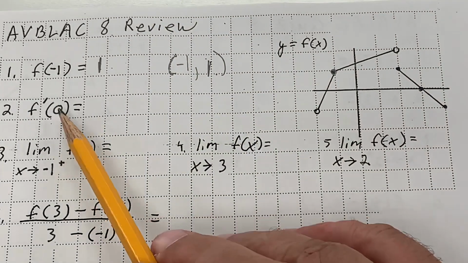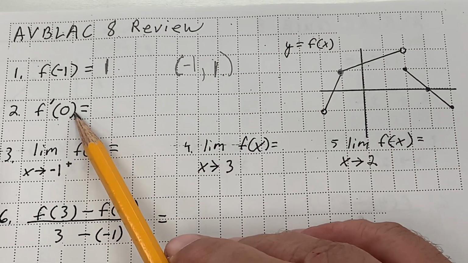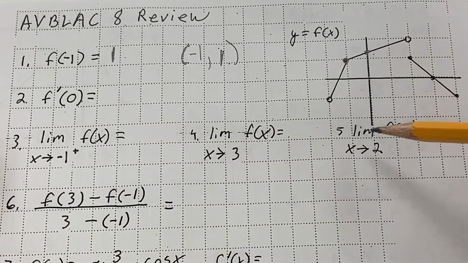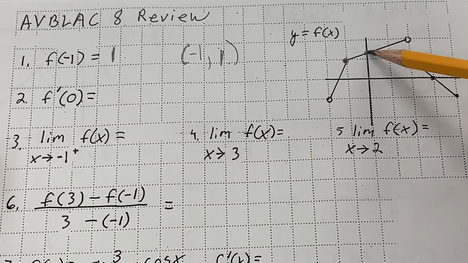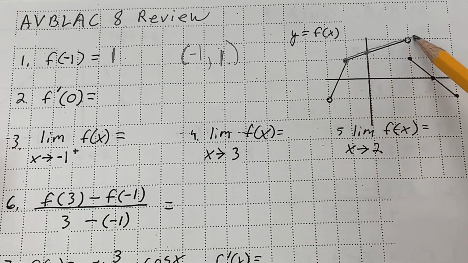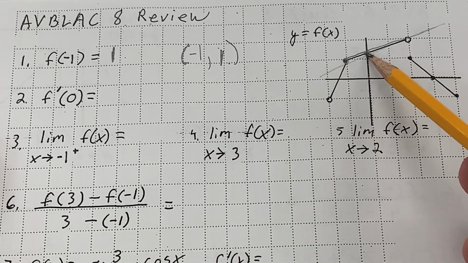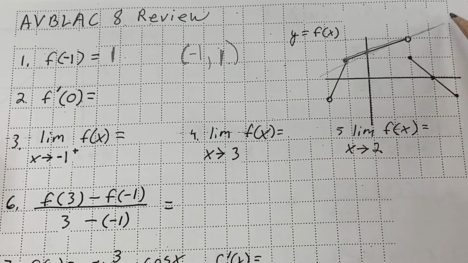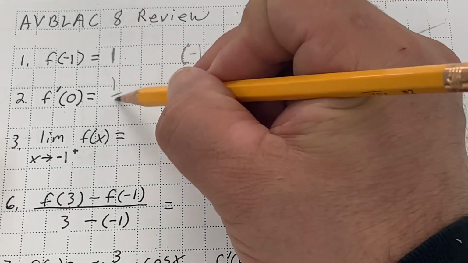Now f prime of 0, that's asking what the slope is. What's the slope when x equals 0? So x equals 0 here. Notice the coordinate is a little bit above 1, like 1.1 or 1.3. That's not what we're looking for. We're looking for the slope of this line that coordinate's on. And the slope of that line is up 1 over 1, 2, 3. It would be 1/3.